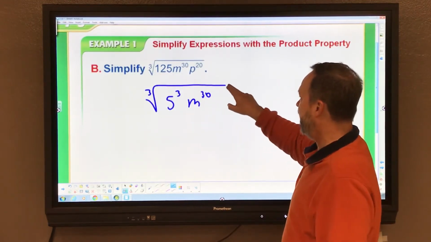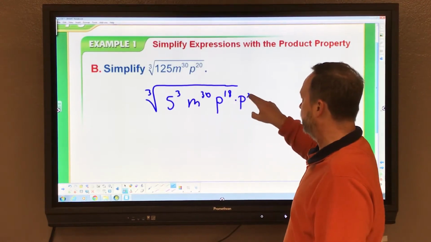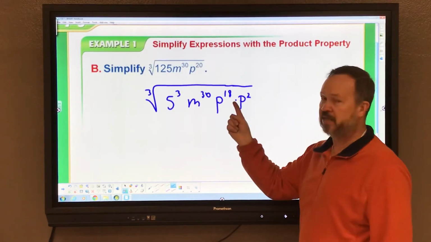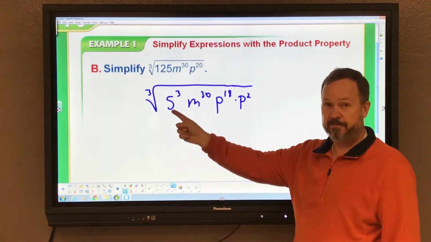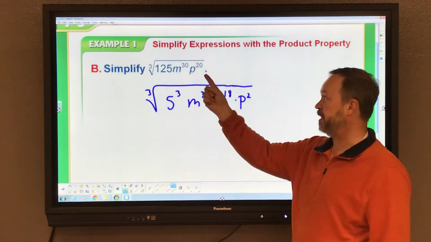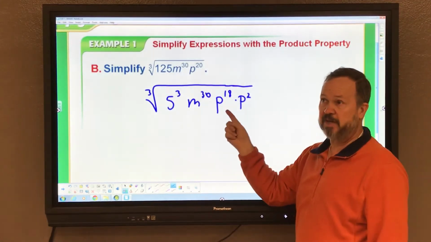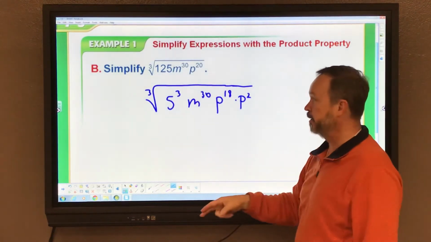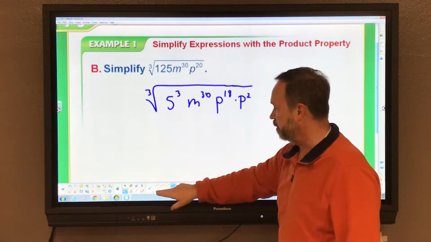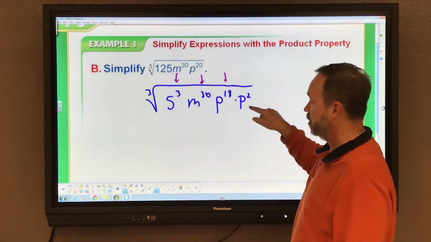So I'm going to have to rewrite the p as p to the 18th times p squared. Does everybody see why I got p to the 18th? Because it's a multiple of 3. And then p to the 18th times p to the 2nd is p to the 20th. So that's how come I got a p squared here. Because I had a p to the 18th here because that's a multiple of 3. So when I clean that up, all of these are cubes. That's a cube, that's a cube, that's a cube, that's not a cube. He can't come out.